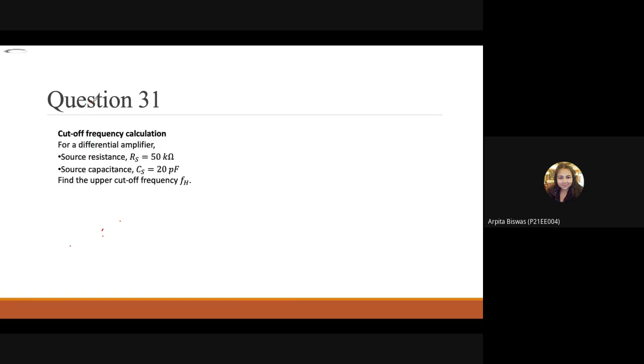This is question number 31. Cutoff frequency calculation for differential amplifier. So source resistance is given and source capacitance is given. Find out FH, the cutoff frequency. You are going to solve this question. At first, tell me the equation. How you have to find out FH? 1 by 2 pi RS CS, ma'am. Yes, 1 by 2 pi RS CS. Just put the value and tell me the value of this FH.